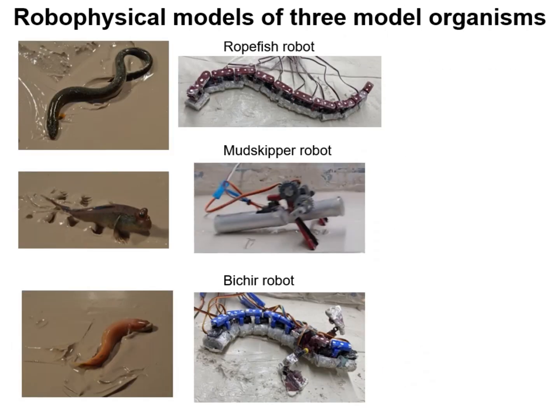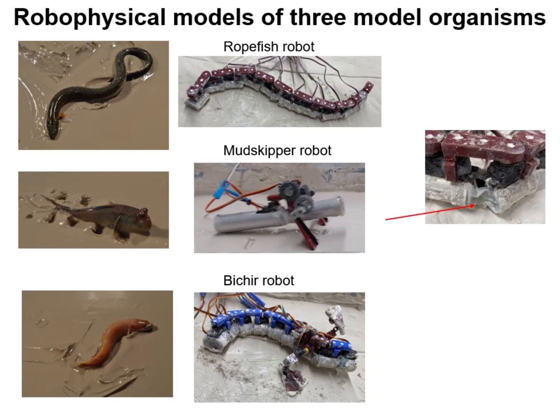Each of the 3 robots was custom made using servo motors, low-cost electronic and mechanical parts, and 3D printed parts. The robots were all waterproofed using sleeves made of plastic bags that were then sealed to the bodies using hot glue. And to mitigate the suction effects of mud and to mimic the mucus that these fish naturally secrete, medical lubricant was applied to the lower surfaces of the Mudskipper and Bashir robots.